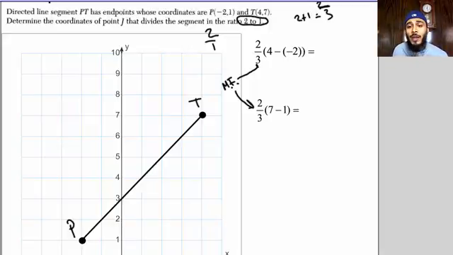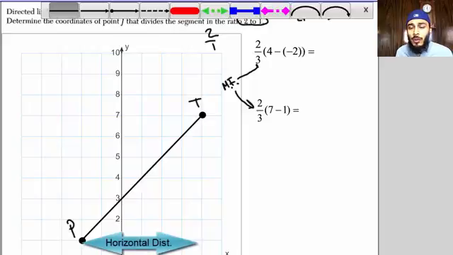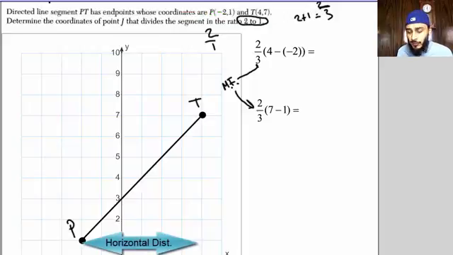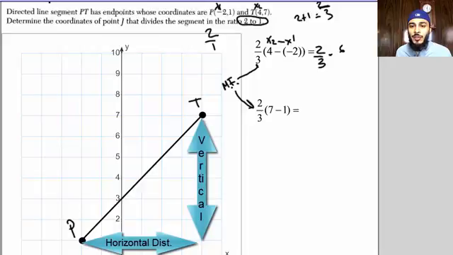I'm going to use that multiplying factor to multiply it by the horizontal distance. So here's what I mean. That 4 minus -2, that comes from here and from here. So that is x. We'll call this x1. Call this x2. So it's really 2/3 multiplied by 6. And then I'm going to do the same thing with the vertical distance. So that's going to be 2/3 times 7 minus 1. So again, that's going to be 2/3 times 6.